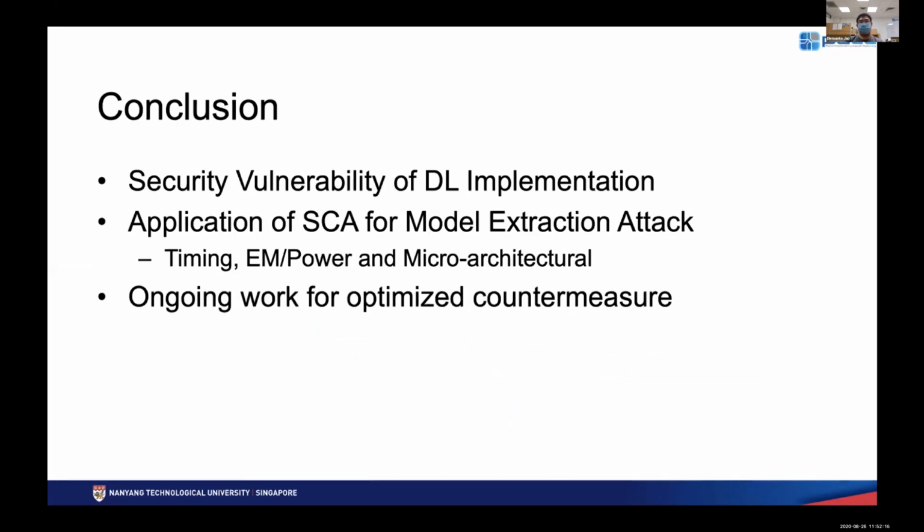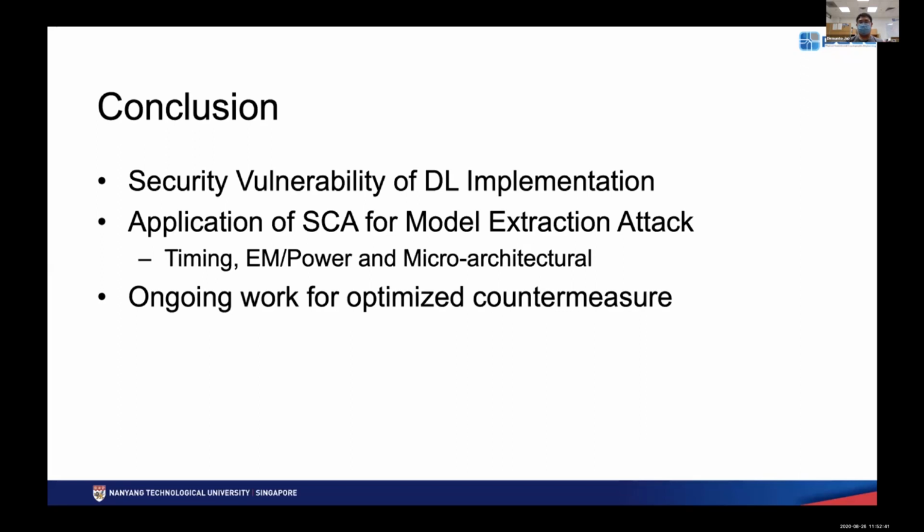So for this part, basically the conclusion is that we already presented the security vulnerability of deep learning implementation, which is susceptible to model extraction attack. We showed the application of side channel attack for this attack, exploiting three different side channels: timing, EM or power, and microarchitectural.